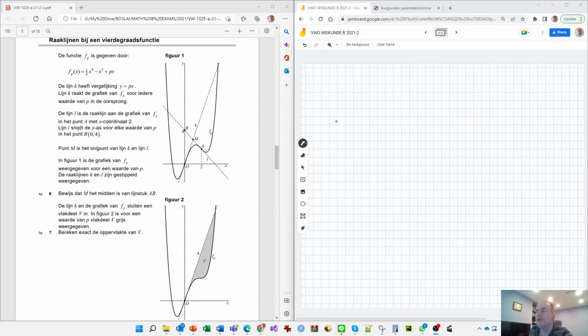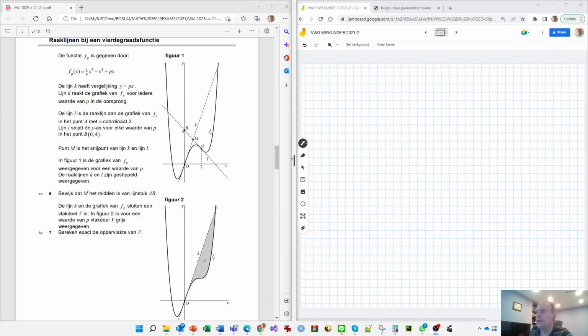We have this line k, that's the same line here, and this line and the function enclose a certain area phi, which is drawn here in gray. And what is the area of phi?